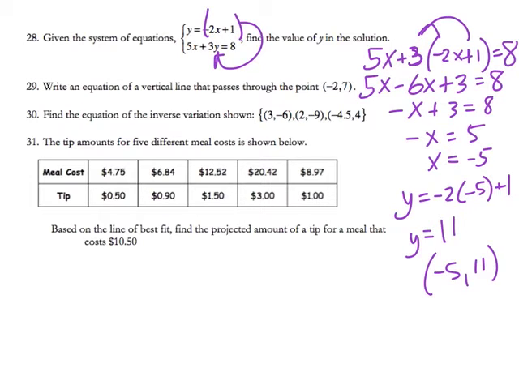But let's check the other one. 5 times negative 5 is negative 25. Negative 25 plus 3 times 11 is 33. Negative 25 plus 33 is indeed 8, so I know it's right.